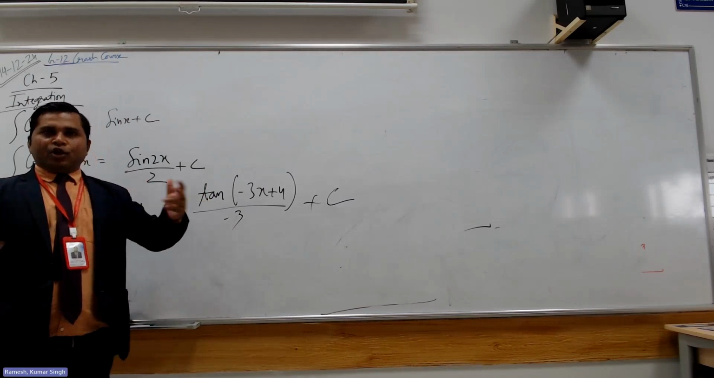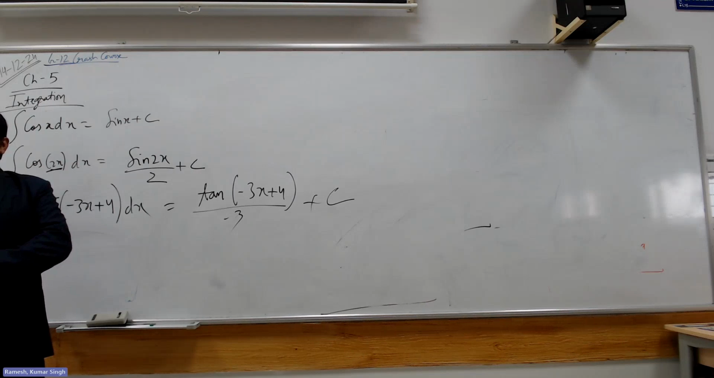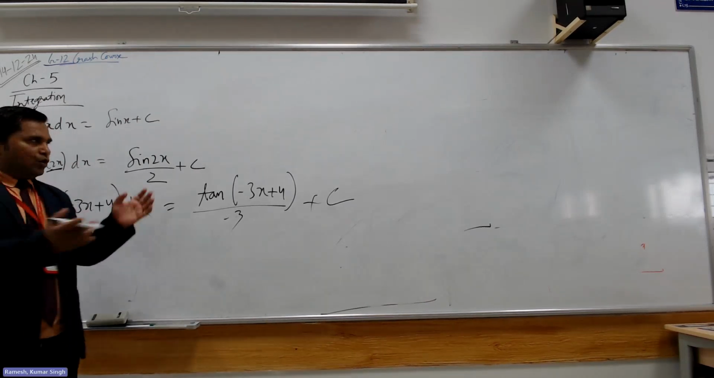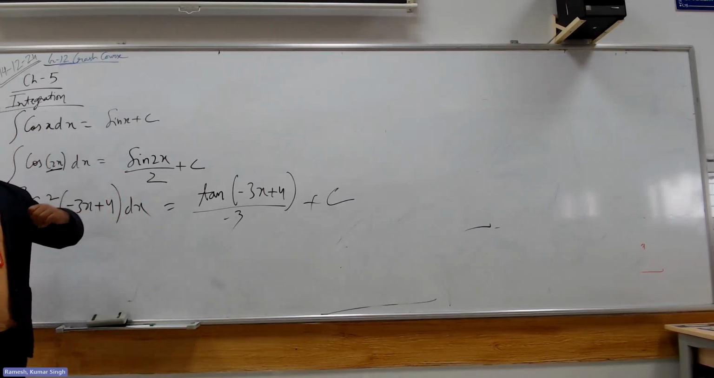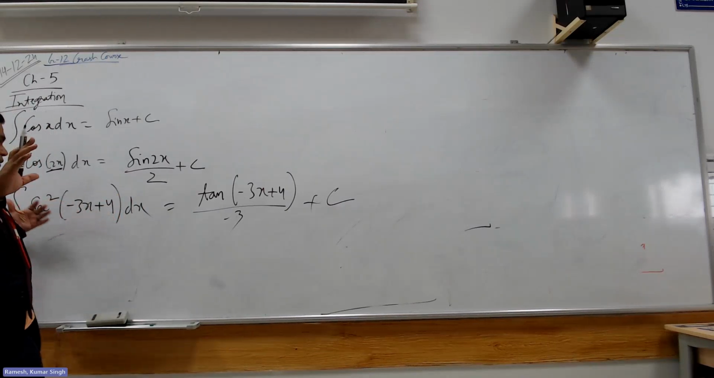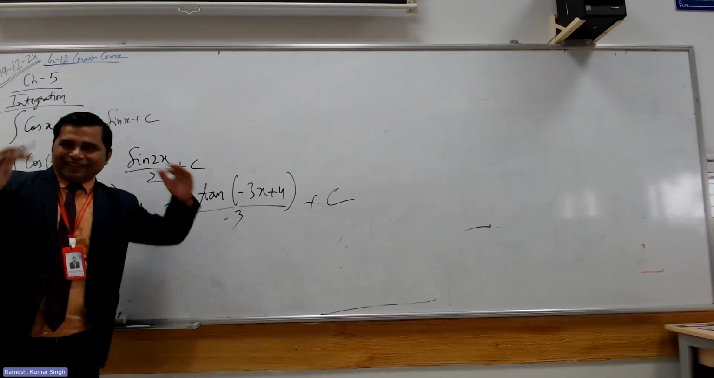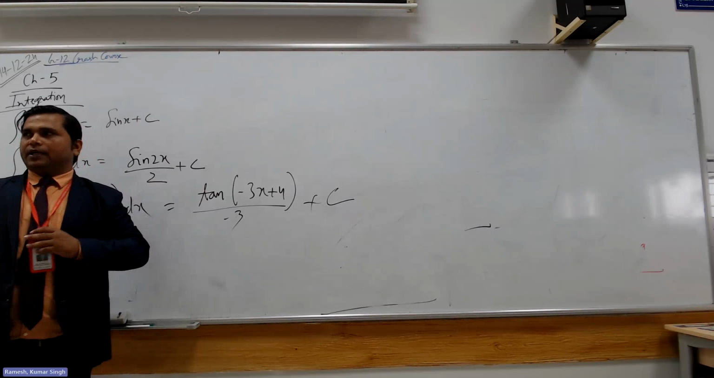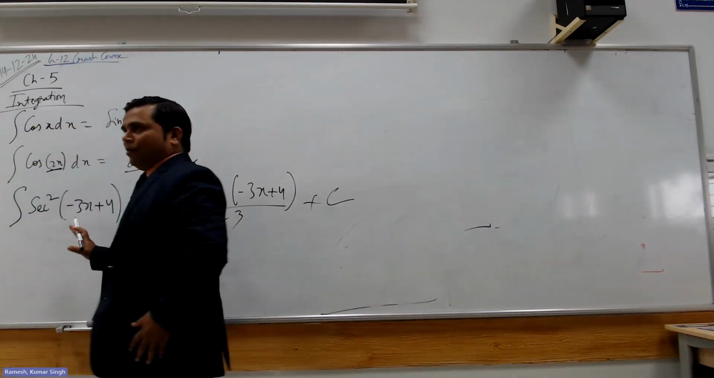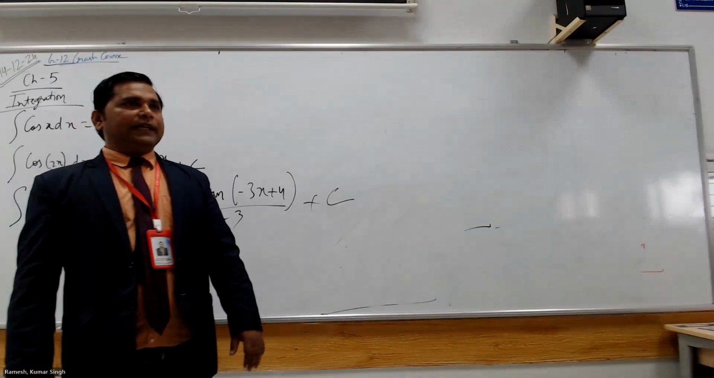You will get more clarity when you do the substitution method of integration. You'll be able to integrate those kinds of functions using substitution, and also you can prove how this formula works, how this minus 3 is coming down. But just remember, whatever the coefficient of x is, that comes in the denominator. Clear?